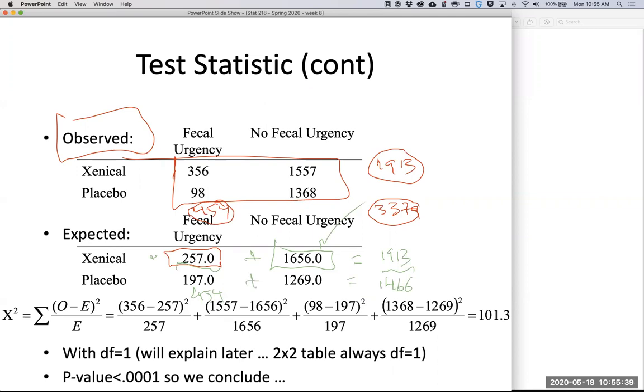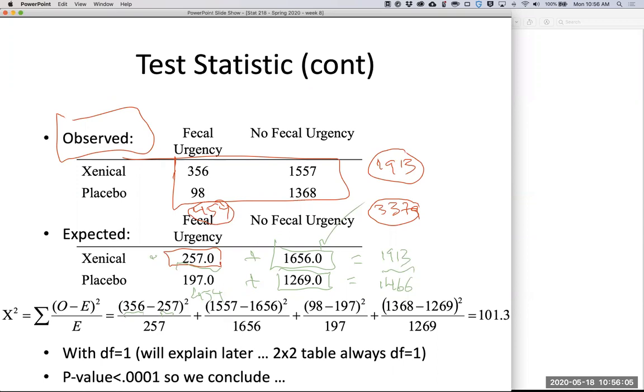1466 is 197 plus something. That something could be found by difference. 1466 minus 197 gives us the expected count in the lower right cell. Then all we need to do is to implement our chi-square equation. 357 minus 356 minus 257 squared over 257.